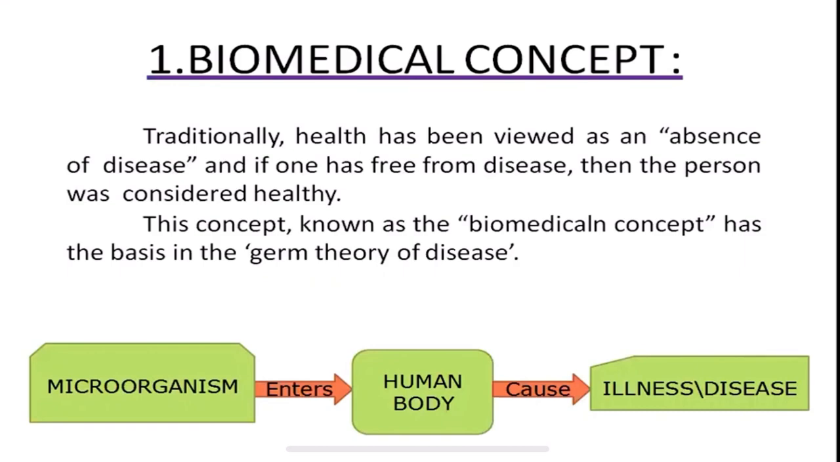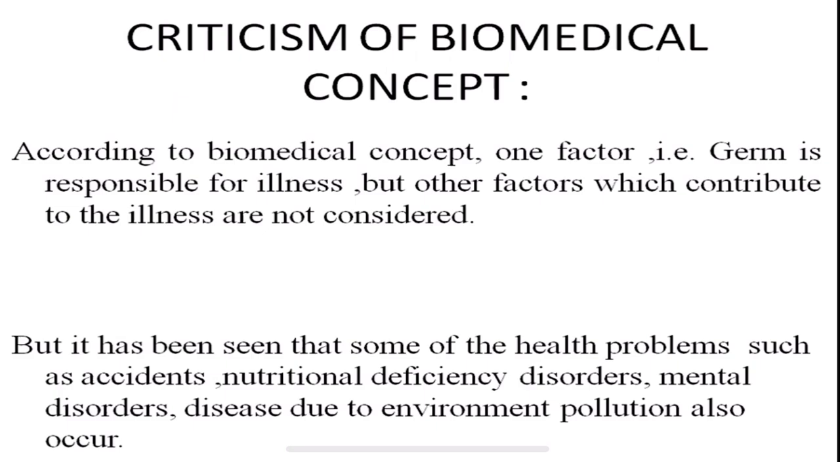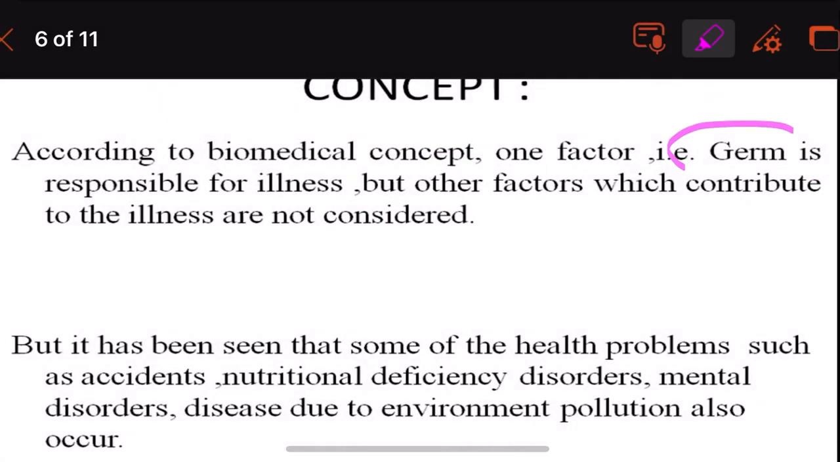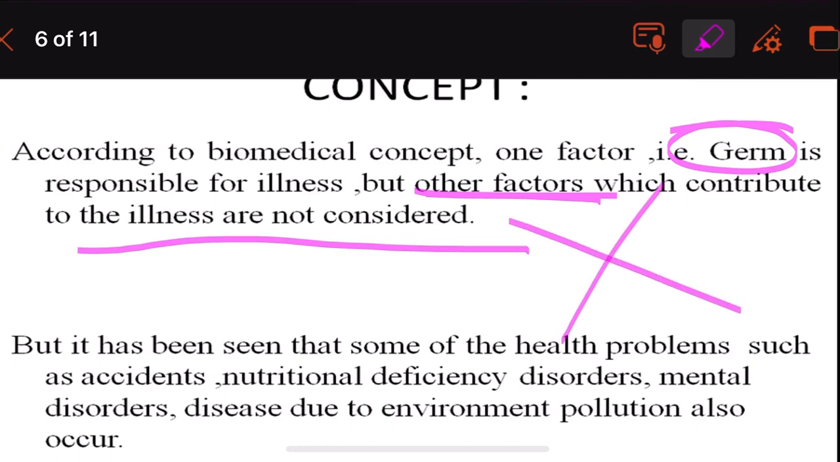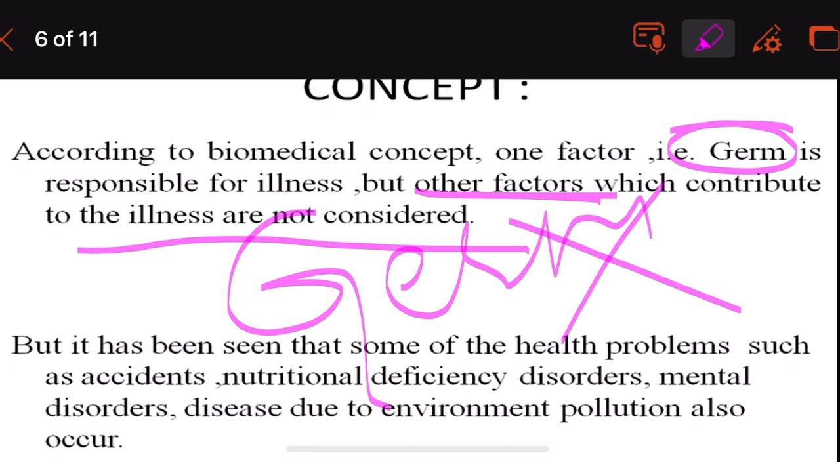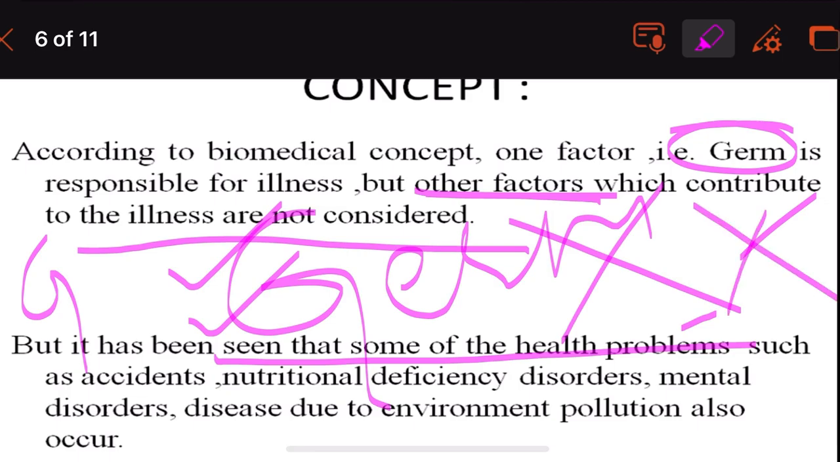Now let us see the criticism this concept faced. According to the biomedical concept, only one factor, that is germ, is responsible for the disease. They considered the etiological factor to be the germ, whereas the other factors which contributed to the illness were not considered. Now how are you going to justify accidents or nutritional deficiency disorders and mental disorders or the diseases which are occurring due to environmental pollution? All these health problems are also seen, but can germ satisfy as the etiological factor? No. This was the criticism faced.